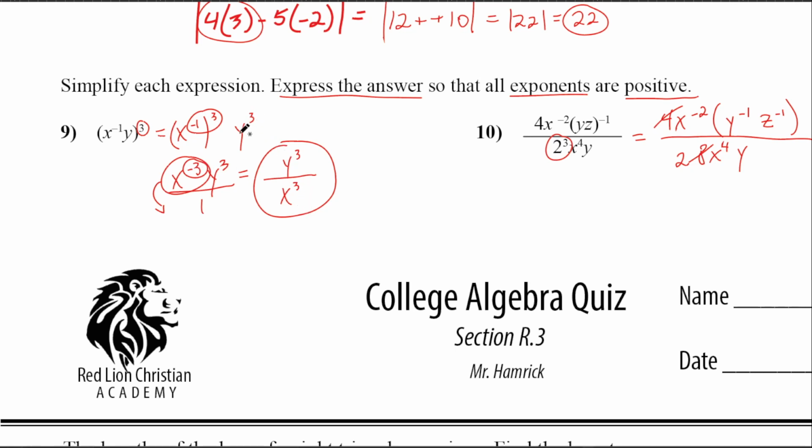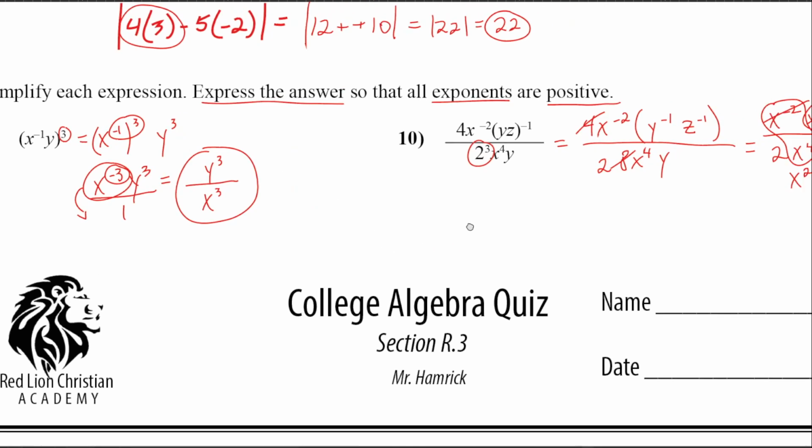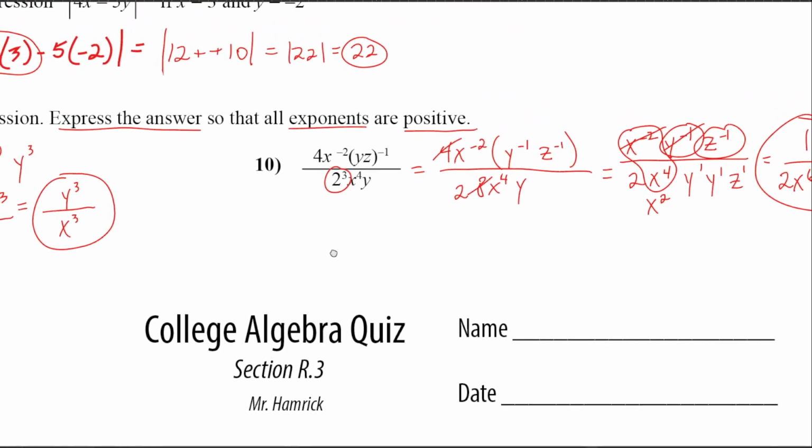We didn't have to do anything to this y cubed because it's already a positive exponent, so we didn't have to move it. So that stays on the top, this one flips to the bottom, and then there's your answer. All right, we did this right at the end of class. We just kind of ran out of time.